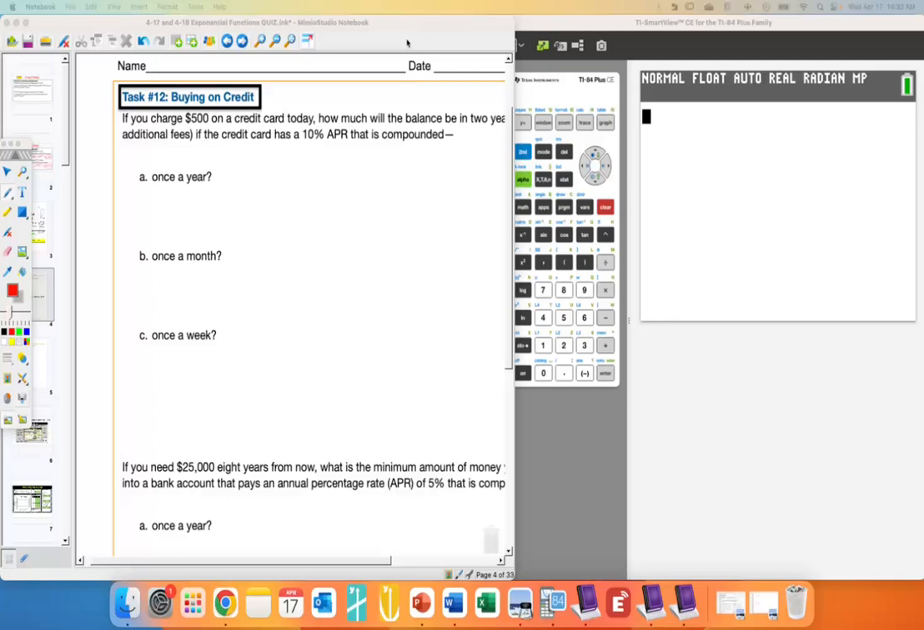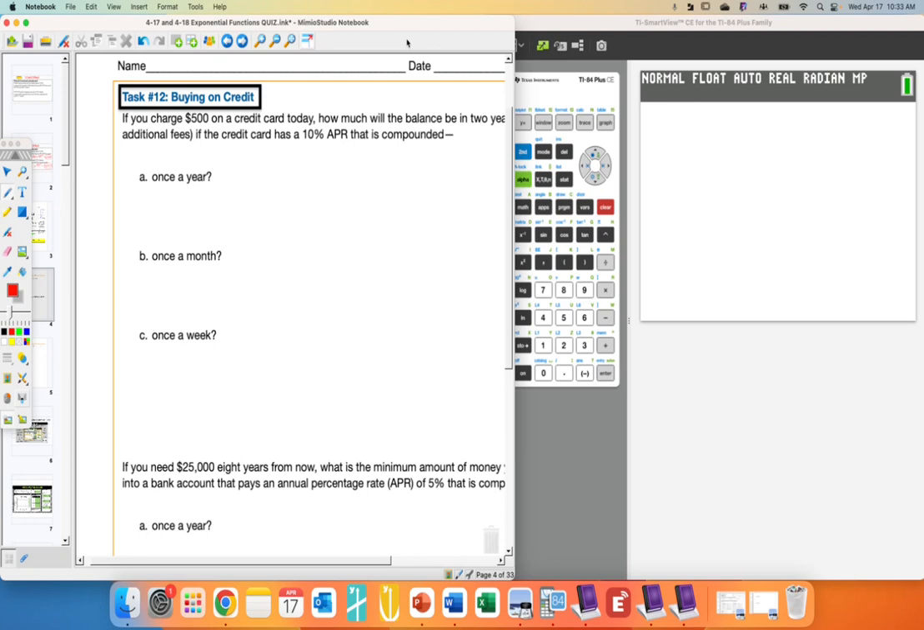Task 12, buying on credit. When you are buying on credit, as I kind of mentioned the other day, they will assign interest to your account for the month that is not paid, but the interest compounds on top of each other for every month that continues.